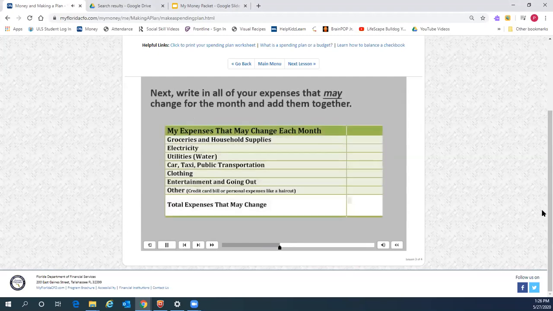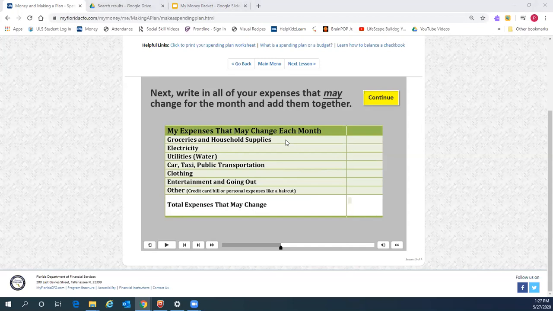Next, write in all of your expenses that may change for the month and add them together. This is where I tend to spend the most money without realizing it, because all of these things can add up pretty quickly. So on Carla's budget, we looked just at her lunch at work, the cost for riding the bus, and going to the amusement park. So Carla didn't have a lot of miscellaneous or extra expenses, but in real life, you really do have a lot. So groceries and household supplies.